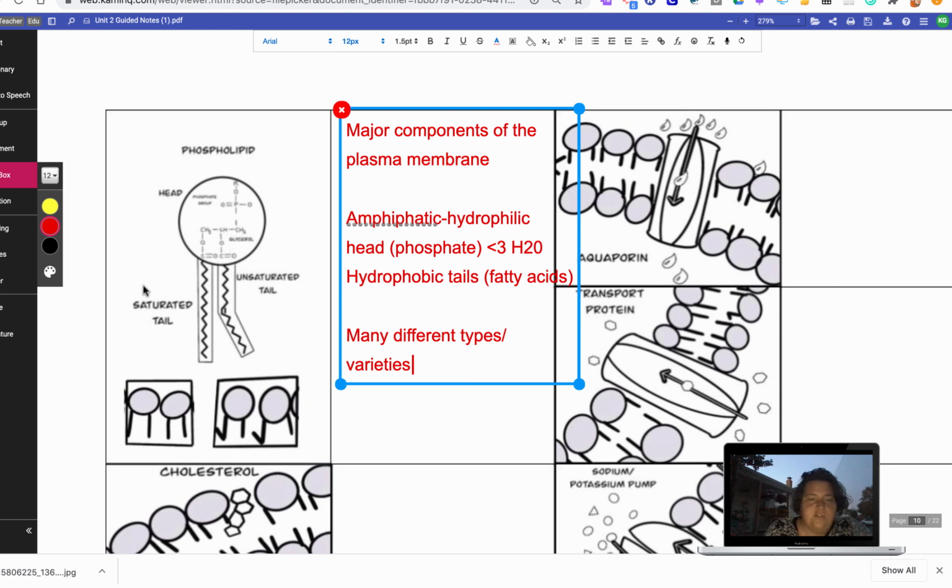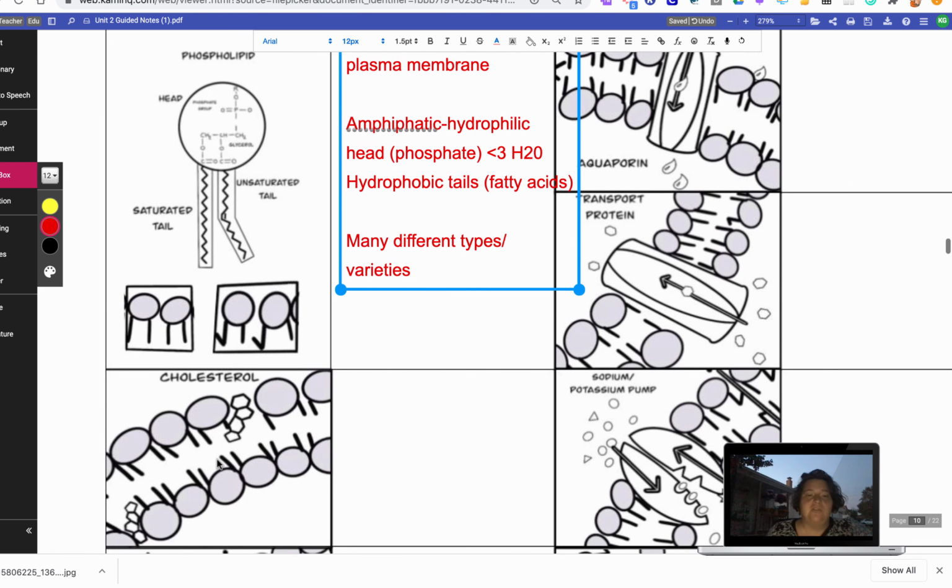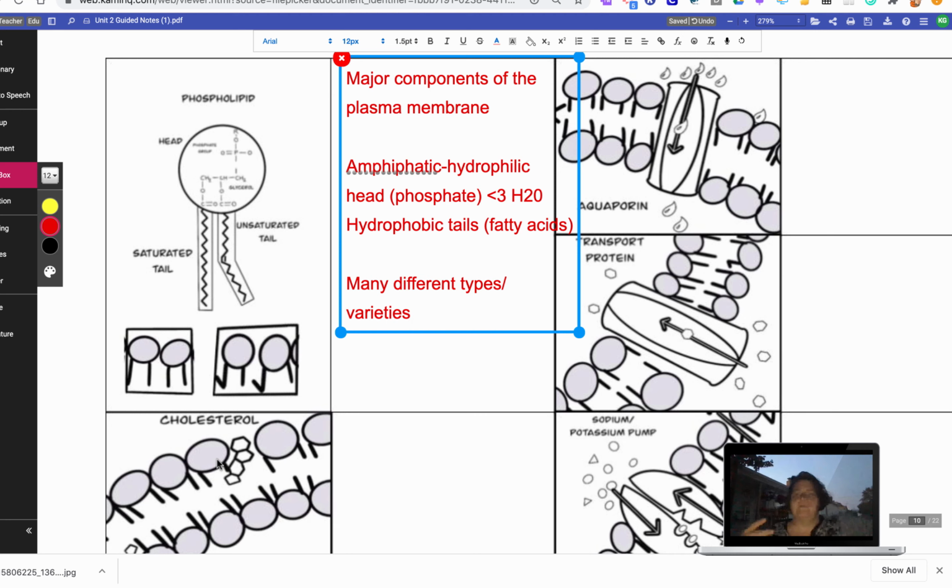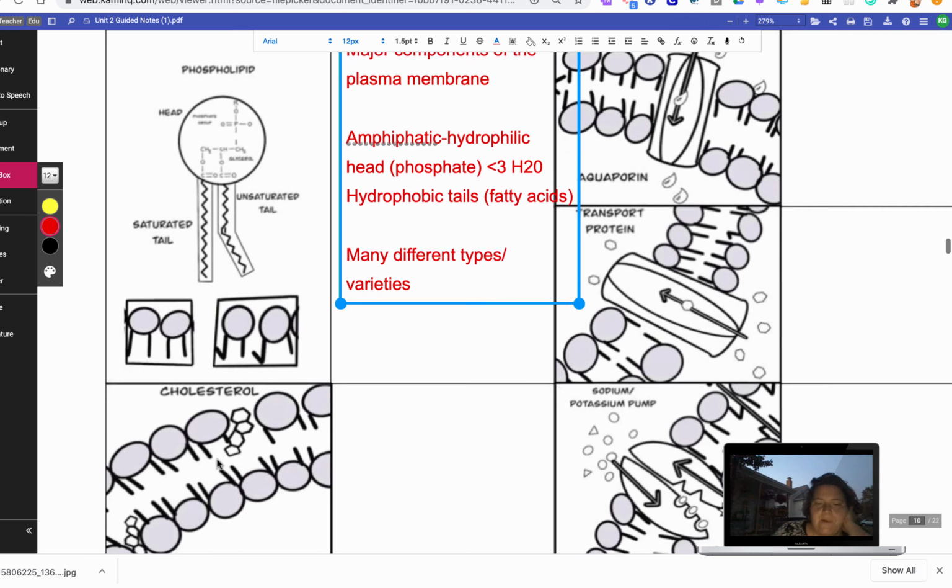It's showing us the difference between a saturated tail and an unsaturated tail. So if it has that bend to it, that's because it has an unsaturated part. And if it's straight, it's because they're saturated. Let's see if there's anything else we need to say about phospholipids. I think that's good. But remember, that's the major component. There's going to be a practice AP question here that talks about the membrane.